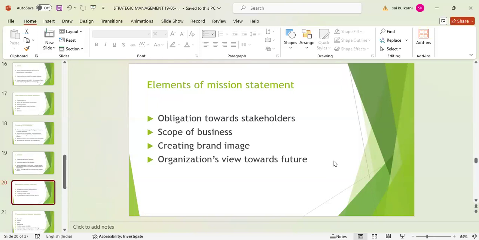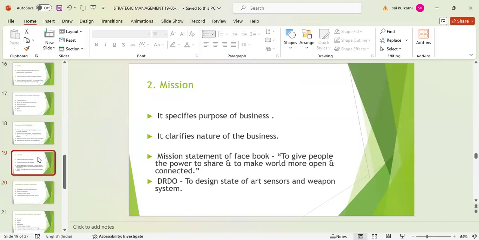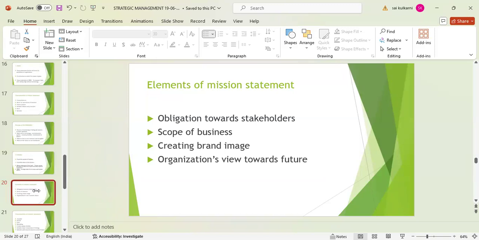Now next one, scope of business. You have to study and define the scope of business in the mission statement. In the example we have seen, creating weapons and war systems. It is the statement of DRDO. So here it is clearly indicated what the scope of business is. All activities are related with defense and manufacturing advanced weapons for the defense.